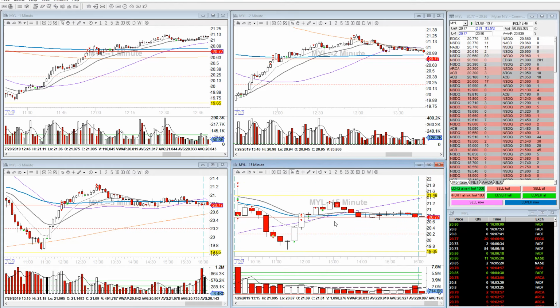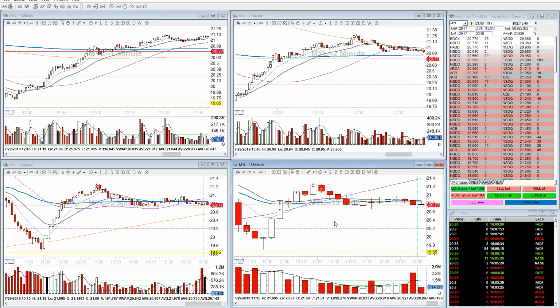MYL had started out up pretty significantly on the day. I believe as part of an acquisition it was up about 12 to 15%, then dropped down after the open. Just knowing that it was up, I was looking for a reversal. So what I saw in this was this candlestick on the 15 minute.